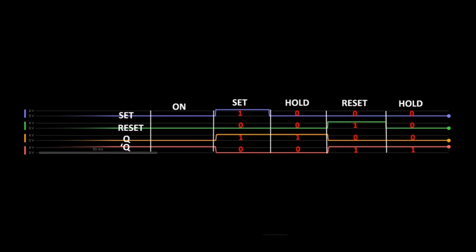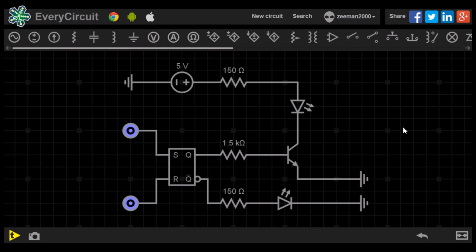Let's now go back to the simulator and look at a practical application for the SR NOR flip-flop. Here we have a circuit using the SR NOR flip-flop, which will help us better understand how it can be used. In the centre we have the SR NOR flip-flop. We have an input switch at both set and reset. At the Q0 output there is a green LED and a current limiting resistor. The Q output is connected to the base of an NPN transistor.